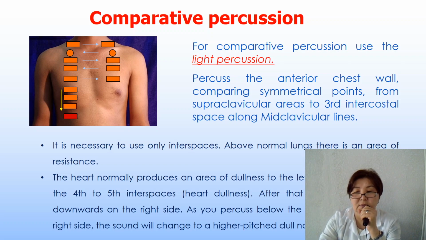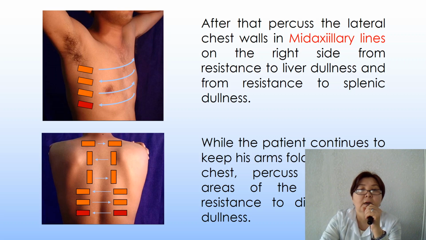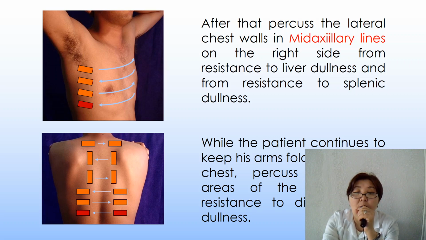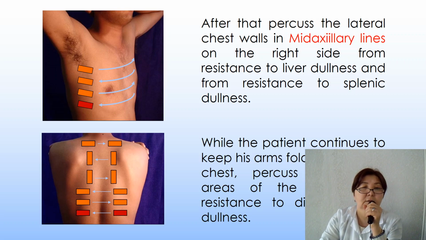It's the liver dullness. After that, percuss the lateral chest walls in the mid-axillary lines on the right side from resonance to liver dullness, and on the left from resonance to splenic dullness. While the patient continues to keep his arms folded across his chest, percuss symmetrical areas of the lungs from resonance to diaphragmatic dullness.